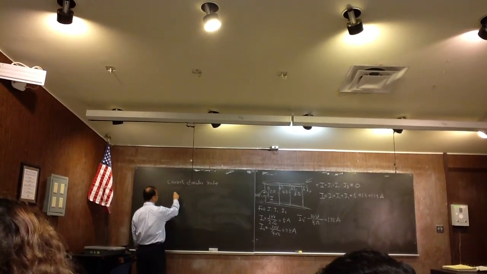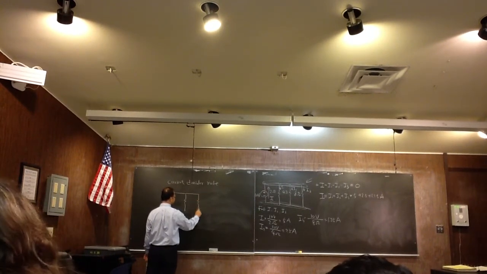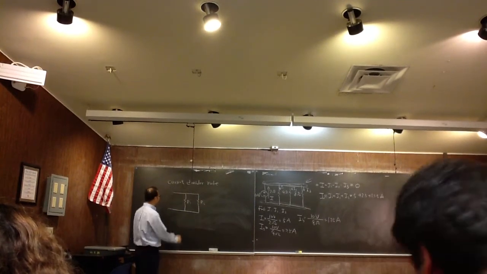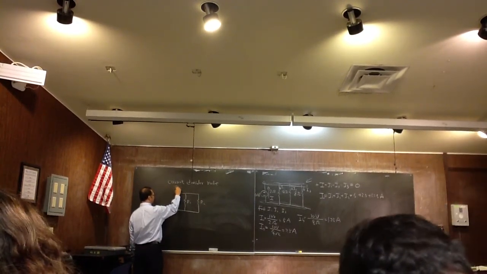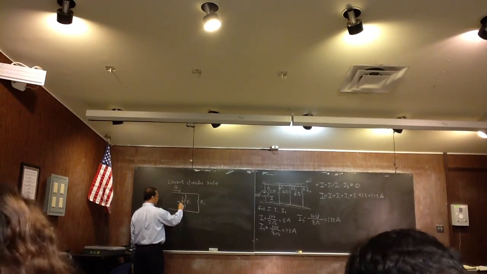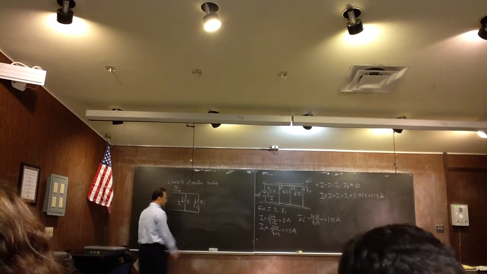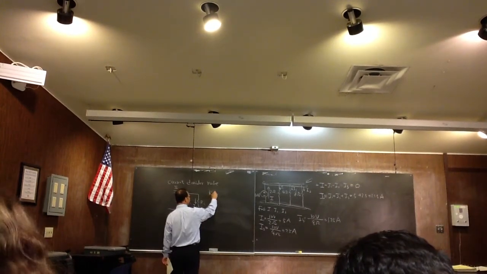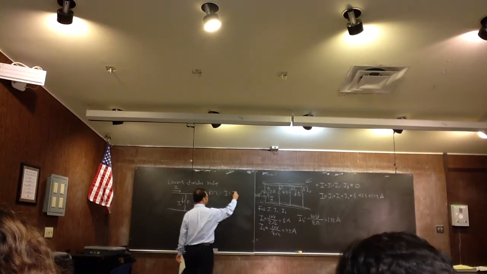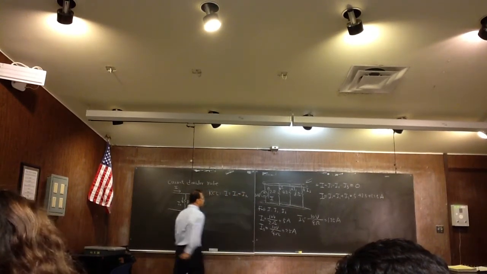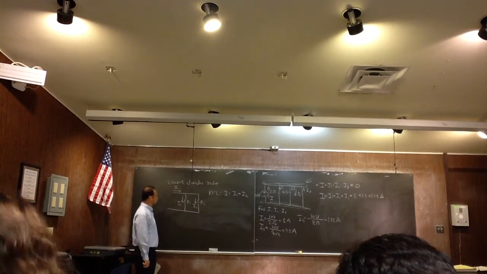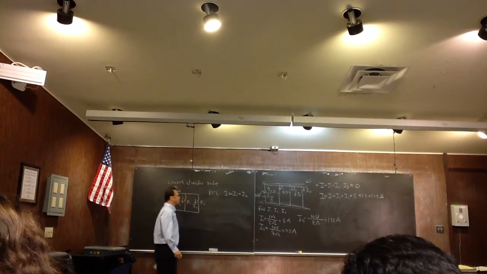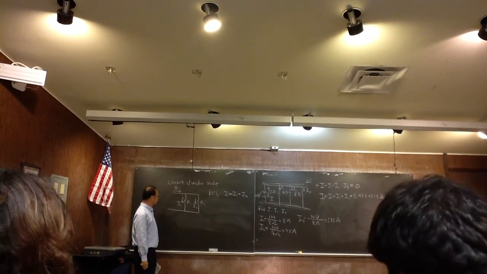Okay, so let's say you have two branches, R1 and R2. And let's say you have a current here that's called I. Let's say this current is I1, this is I2. Right? So from the KCL, you know that I must equal I1 plus I2. Correct?